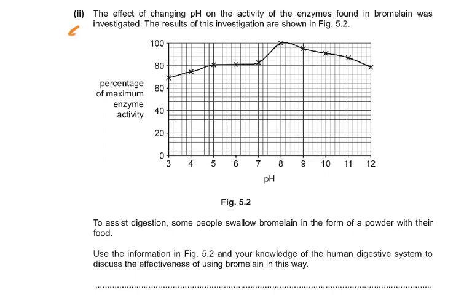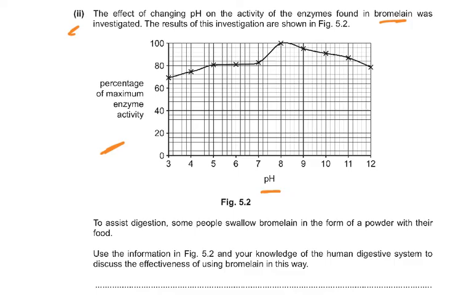The effect of changing pH on the activity of the enzyme found in bromelain was investigated. The results of the investigation are shown: percentage of maximum enzyme activity, and then the pH. So maximum enzyme activity is at pH 8. 100% activity is at pH 8, and it is between 70 to 100%. We're talking about percentage of maximum activity.